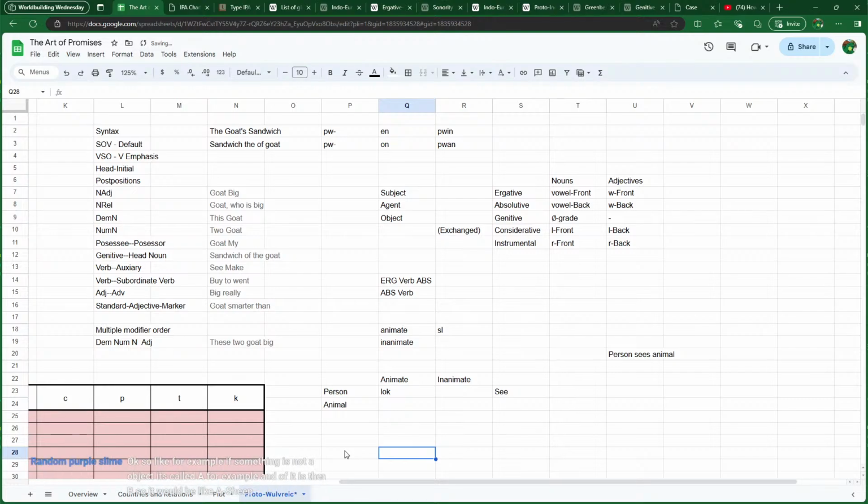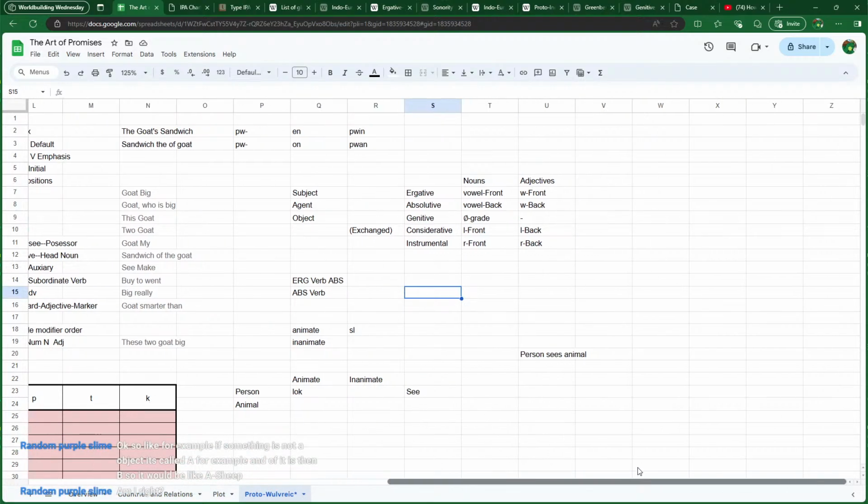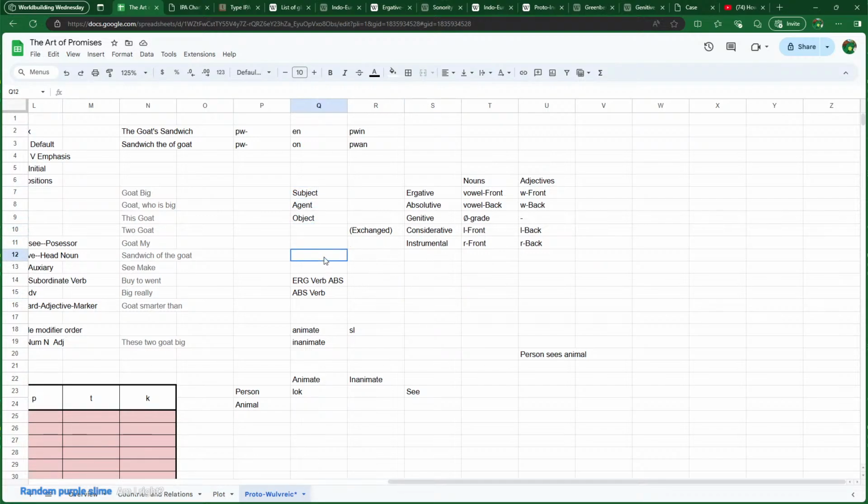Okay, so for example, if something is not an object, it's called A, and if it's B, then it would be a sheep. So the way this works, in nominative accusative alignment, as it's called, there are three components: subject, agent, and object. Subject is your main argument. Agent is only really used when there's transitive verbs.